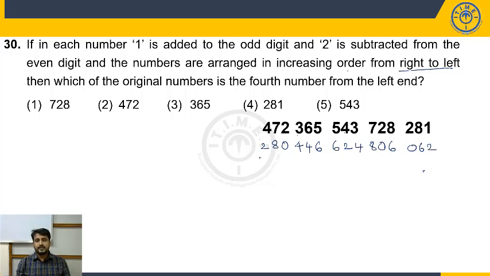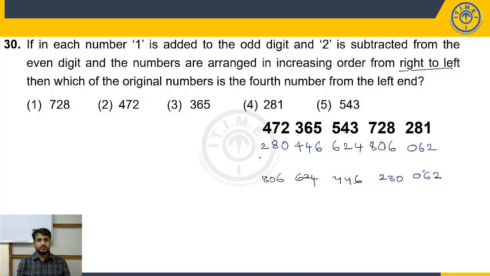Then the numbers are arranged in the increasing order from right side to left side. Increasing order right side to left side means smallest to highest. So 62 and 280 and 446 and 624 and 806.